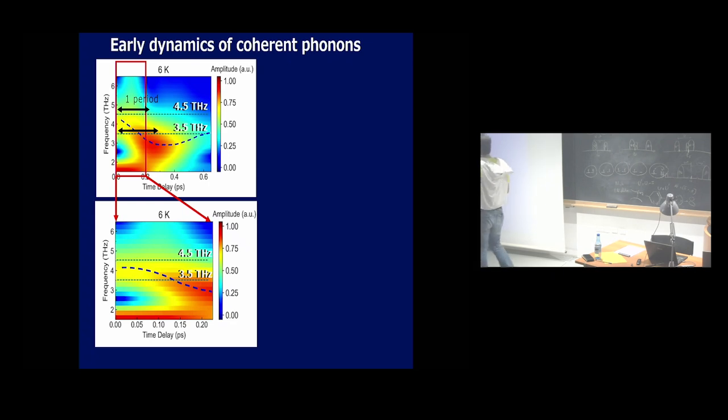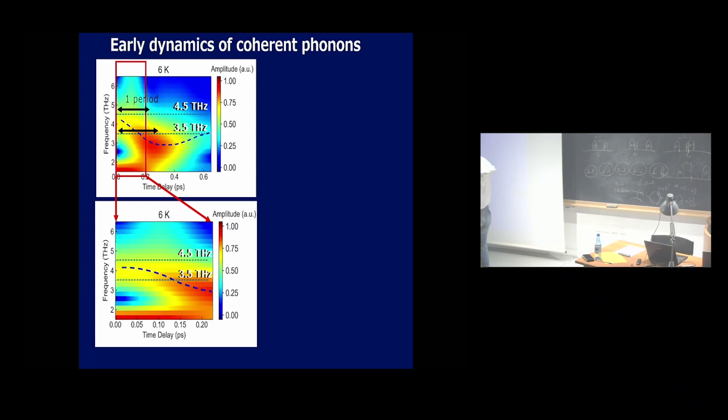So it's not so simple. Within the period of the coherent phonon, we cannot distinguish the difference of the 4.5 and 3.5 terahertz modes. Actually, we have a peak in the intermediate range. And as for the 4.5 terahertz mode, it showed a monotonic decrease as a function of time.